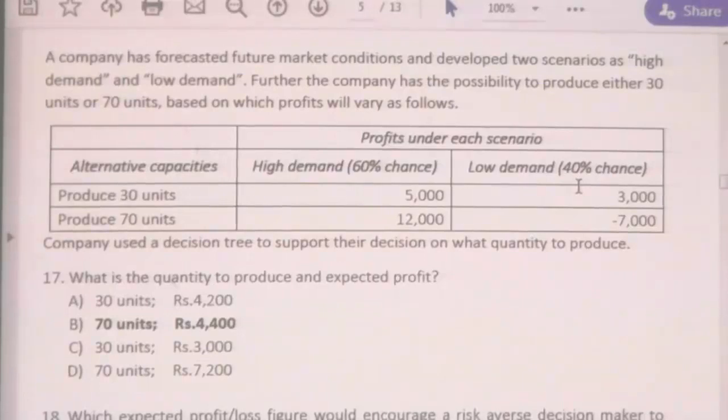Can you remember, as I told you, decisions can be divided into two. A decision can be taken with expected value, with the probability, and a decision cannot be taken with expected value, that is, when there is no probability. Now this is with the probability, therefore you can use a decision tree. Now the question: the company uses a decision tree to support their decision on what quantity is produced. Here they can use a decision tree. Why? They have given the probability. What is the quantity to produce and the expected profit? Let's put them into the decision tree.